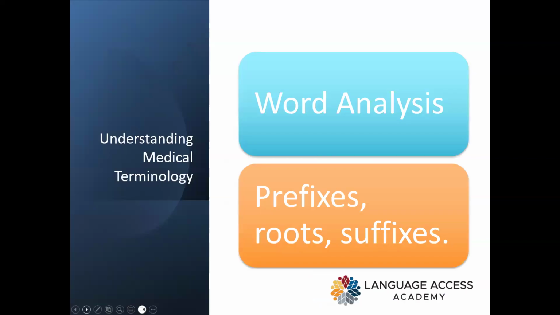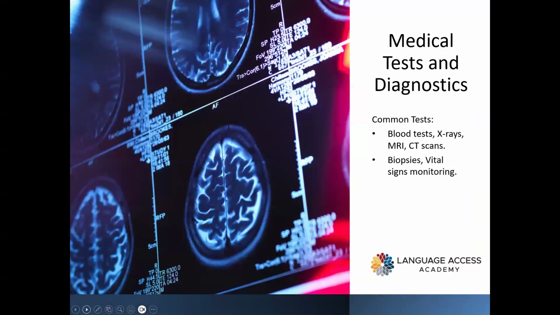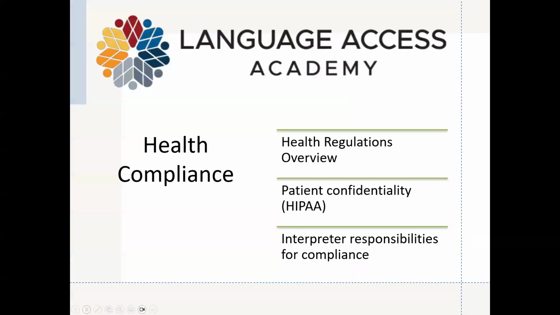We will then jump into understanding medical terminology, word analysis, prefixes, roots, and suffixes. And we will then also learn all the general medical terminology and the major body systems that interpreters have to use in medical settings. So physiology and anatomy. We will then also look into and learn the medical tests and diagnostics, such as blood tests, x-rays, MRI, CT scans, biopsies, vital signs monitoring, and so much more in this module.